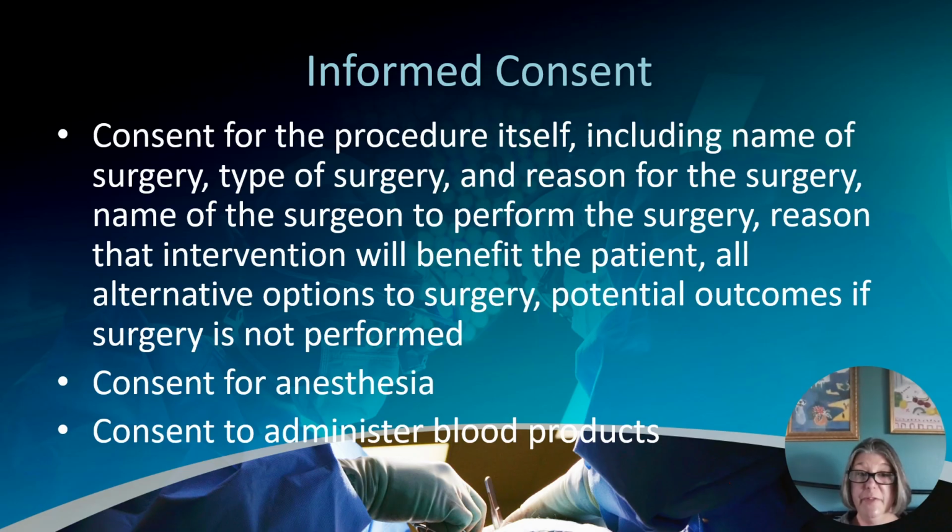So with the consent, there's consent for the procedure itself. This is going to be name of surgery, type of surgery, reason for surgery. We're going to identify who the surgeon is. We're going to identify the reason the intervention will benefit the patient. Also, believe it or not, on there is alternative options to surgery. Just showing that we've laid out all the things for the patient to consider. Also, potential outcomes if surgery is not performed, right? What can the patient continue to expect if we don't do this surgery?